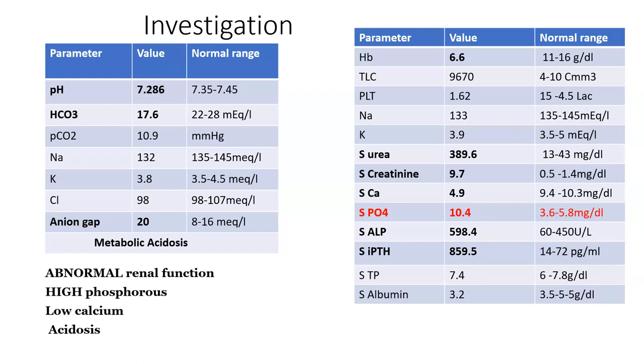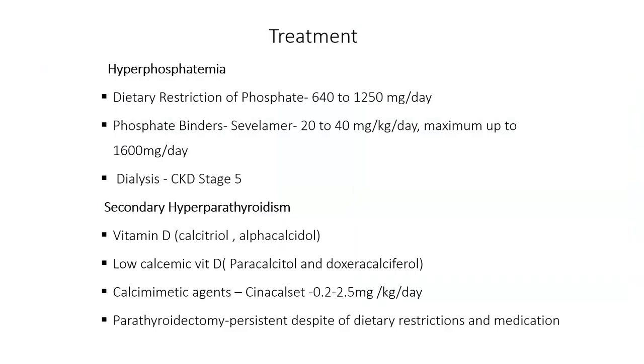as a clear case of chronic kidney disease with mineral bone disorder. Now, the main culprit in this case is hyperphosphatemia. So in this case, we have to give dietary phosphate restriction in this age group, up to 640 to 1250 milligram per day. And if dietary restriction is not sufficient, then we can add a phosphate binder, most commonly sevelamer, at 20 to 40 milligram per kg per day, up to a maximum of 1600 milligram per day. In case of resistance to all these, we can plan dialysis, especially in stage 3.